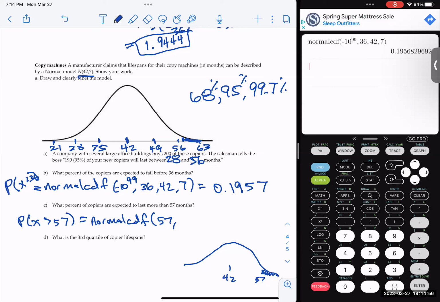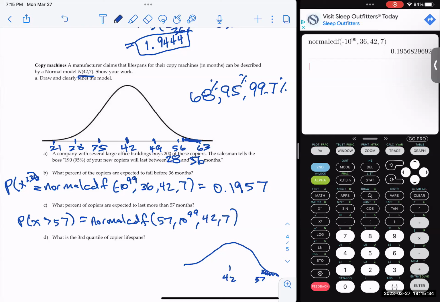So 57. Now the upper bound, how far out does that stretch? Yes, you're right. Infinity. That's good, McCullough. So what's a good number to substitute in for infinity? Okay, yeah, 10 to the 99. That's very good. I like that. That's what I do all the time too. So then what comes after that? What do we put after the upper bound? Yeah, mean, which is what? Yeah, and then perfect.